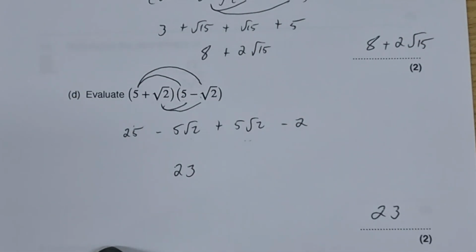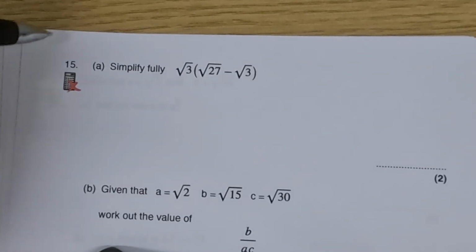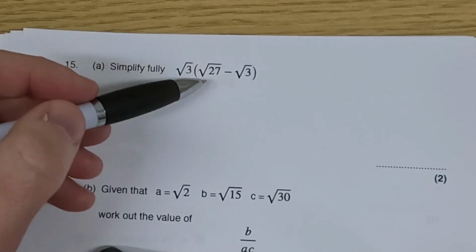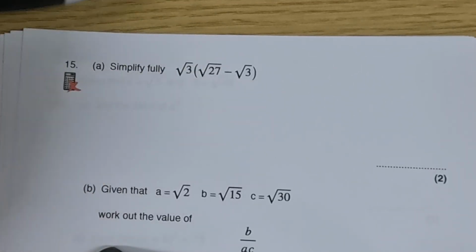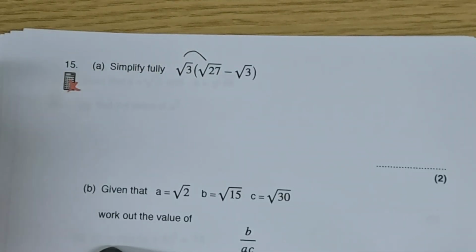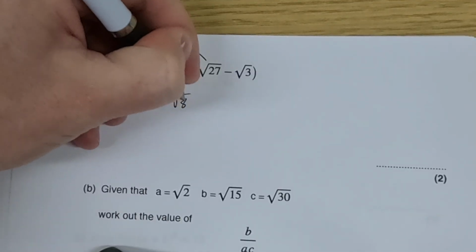Okay, let's look at our next question, question number 15. Okay, so question 15a says simplify fully root 3 and then in brackets root 27 minus root 3. So let's expand the brackets here. Root 3 times root 27. Well, 3 times 27 is 81, so it's the square root of 81.